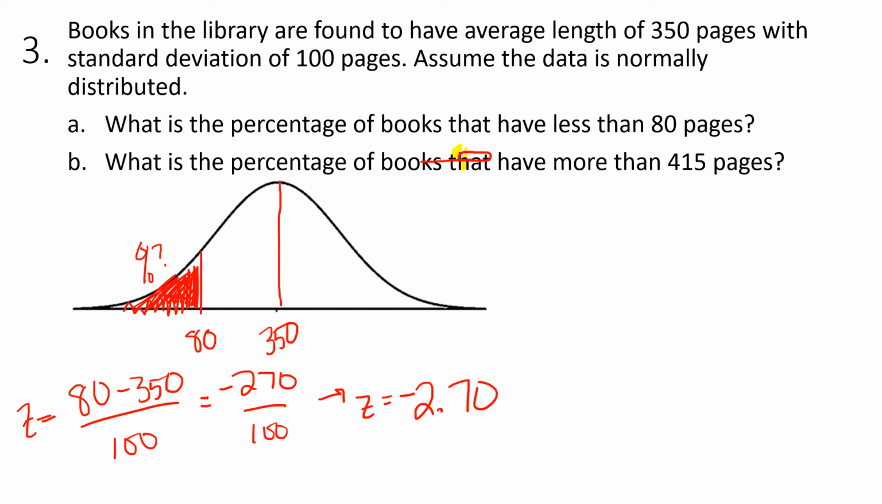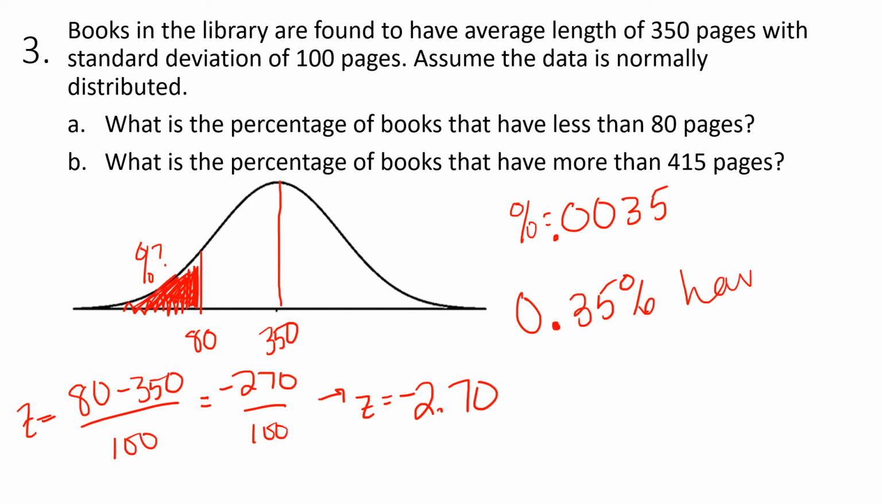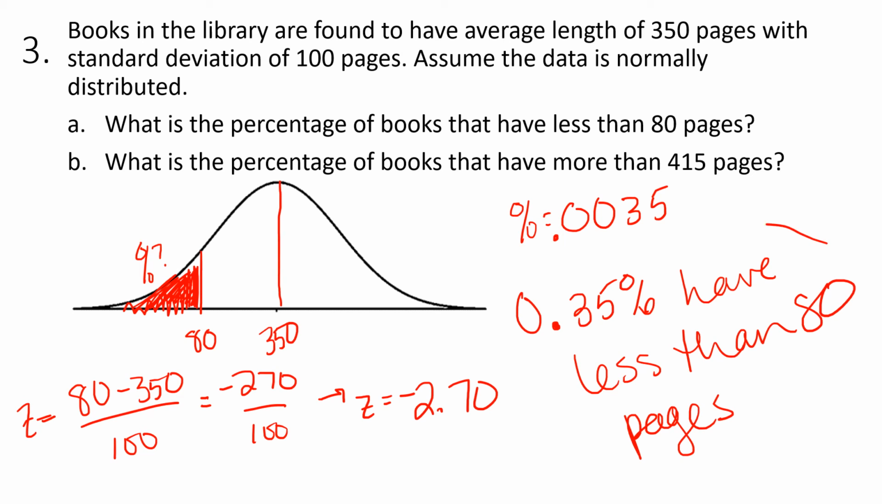Oops, here I'll try to erase this for you. So when we looked that up, we got a percentage of 0.0035, but we have to move the decimal over, so that means that it's actually 0.35%. And so when they say what percentage of books have less than 80 pages, less than 1% have less than 80 pages at the library. So that's my answer for that one. So now let's move on to part B.